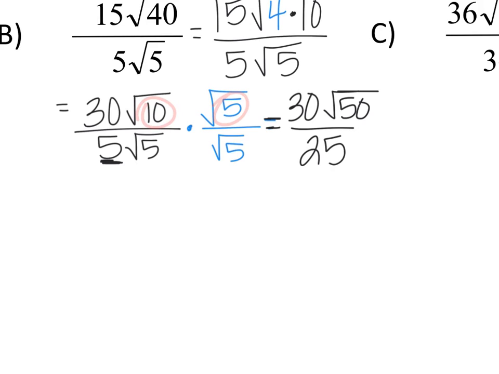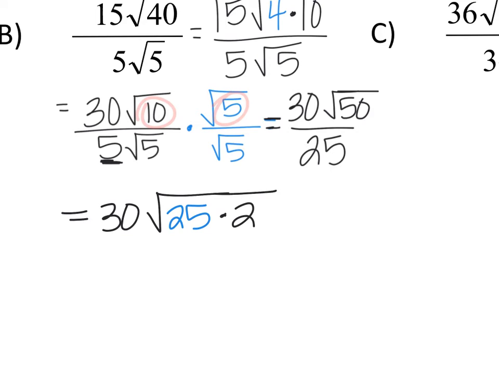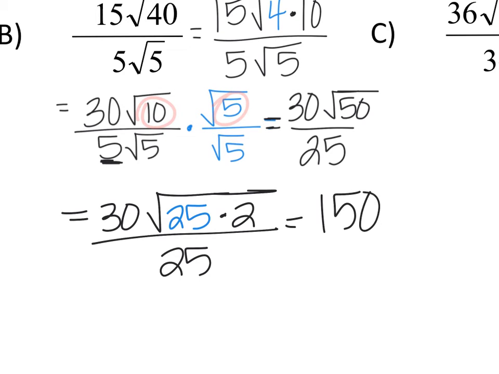I know that 50, when I plug that in and look at the table, a square root is 25. So we end up with 30 square root 25 times 2 divided by 25. When we take the square root of 25, it's 5, but 5 times 30 is 150. So we have 150 square root 2 divided by 25.